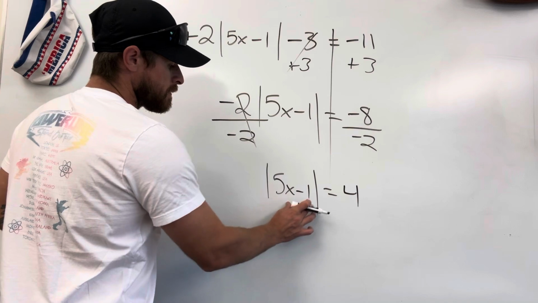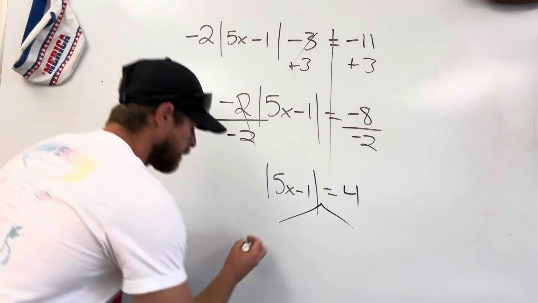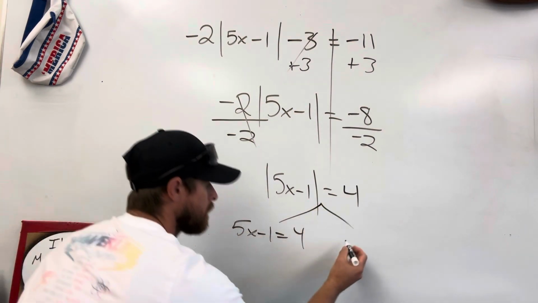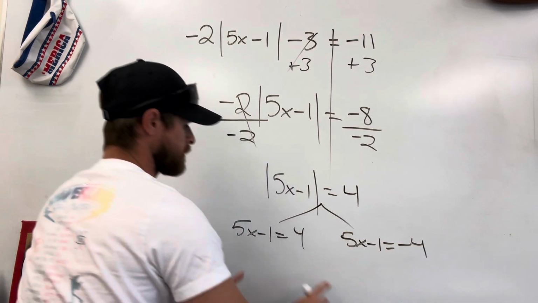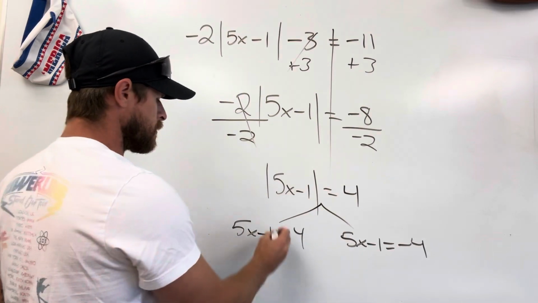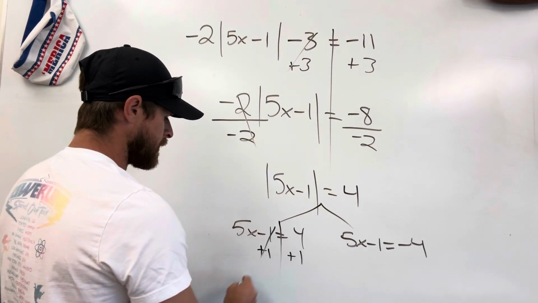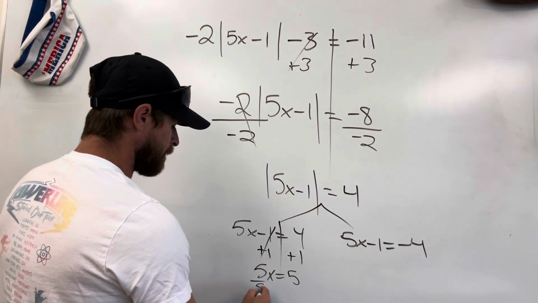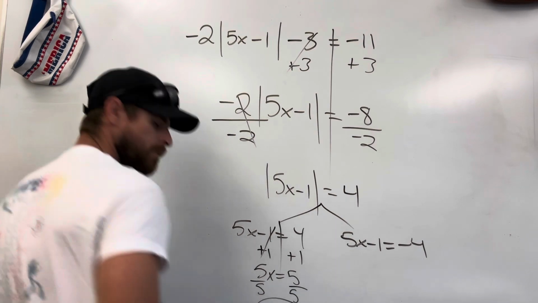5x minus 1 now needs to be split into two equations. 5x minus 1 equals 4. 5x minus 1 equals -4. Setting up the two equations, one equal to the positive value, one equal to the negative value, solve each one. Here we're going to add 1, cancels. 5x equals 5, divide by 5, divide by 5, x equals 1.